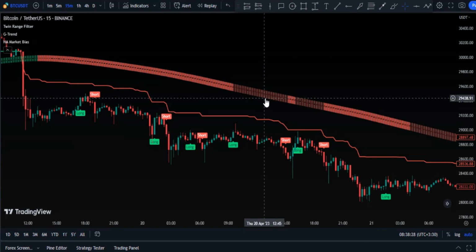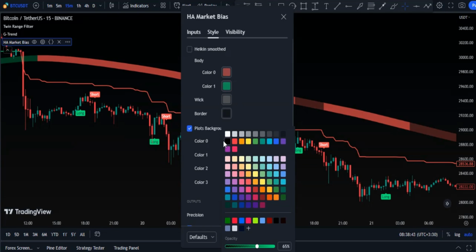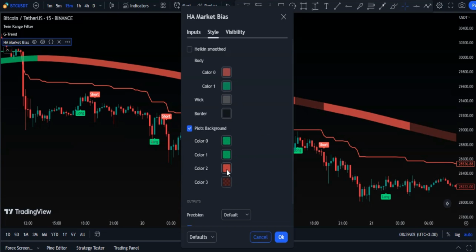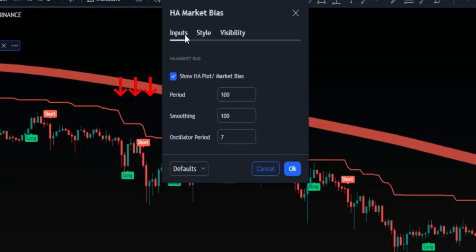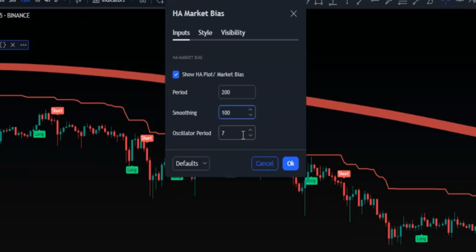After applying the indicator to the chart, open the settings of market bias and in the style section, disable the Heikin-Ashi option completely. Then change the opacity of all the background color options to 70%. Then we move to the Inputs tab and change the period option in there to 200. Then the Smoothing option should be on 100 and the Oscillator period option should be set to 7. Okay, now we're done here.